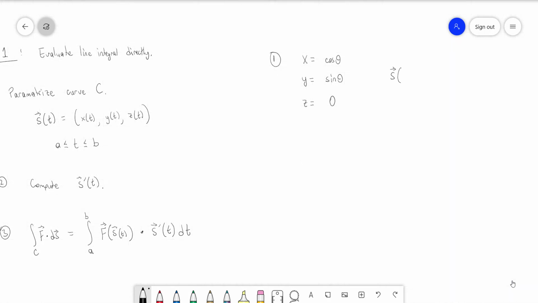So this gives us a parameterization s of theta, where I'm using theta instead of t for the parameter. The x component is cosine, the y component is sine, the z component is 0. To get the entire circle, theta ranges from 0 to 2 pi. Let's compute the derivative of this real quickly. The derivative would be negative sine, cosine, and 0.